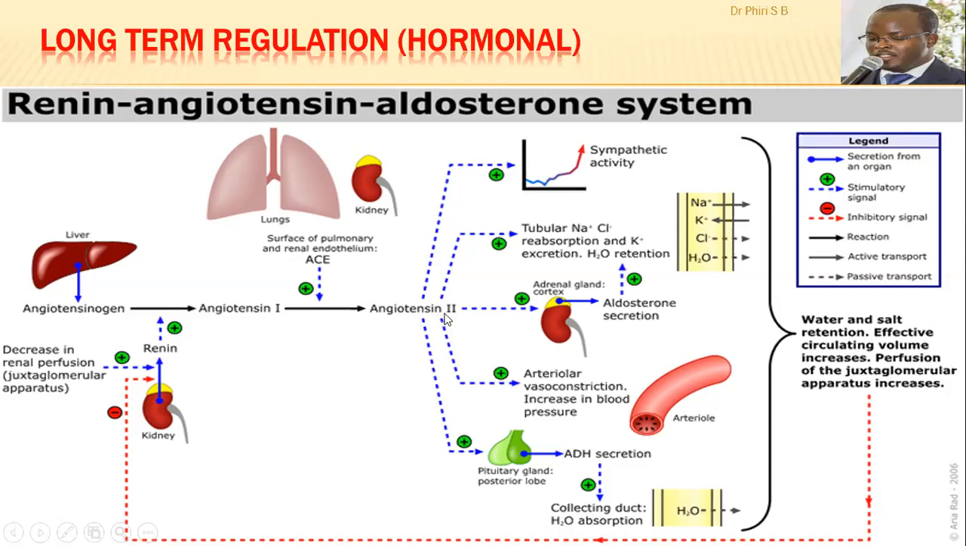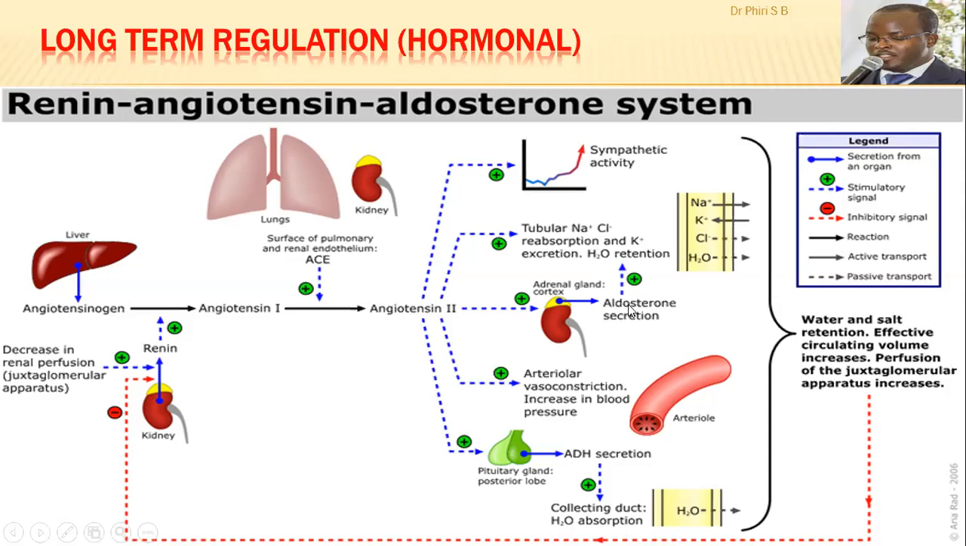The angiotensin 2 can go to the adrenal glands. So within the cortex of the adrenal glands, there are cells that can produce aldosterone hormone. So the angiotensin 2 can stimulate those cells that produce aldosterone in the adrenal cortex. So the adrenal gland cortex will be stimulated, then they will secrete aldosterone.